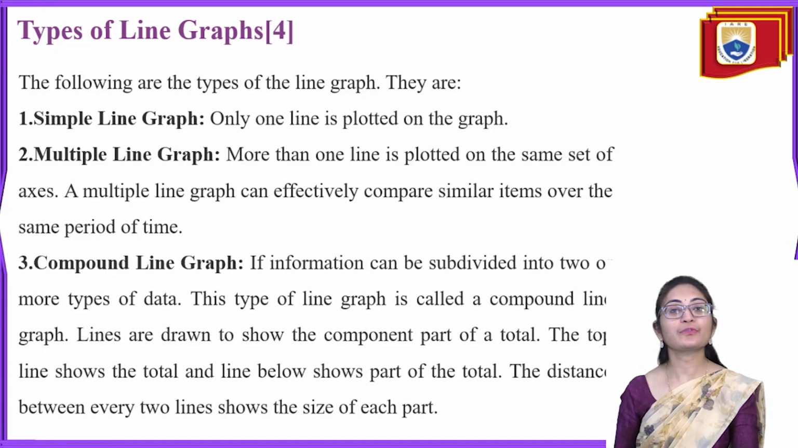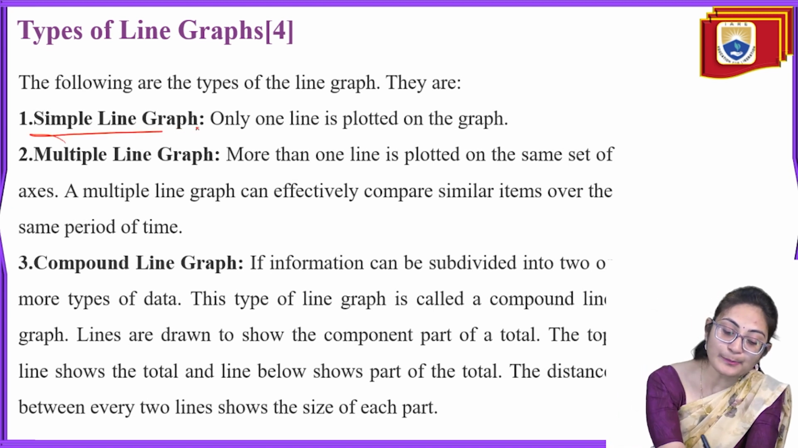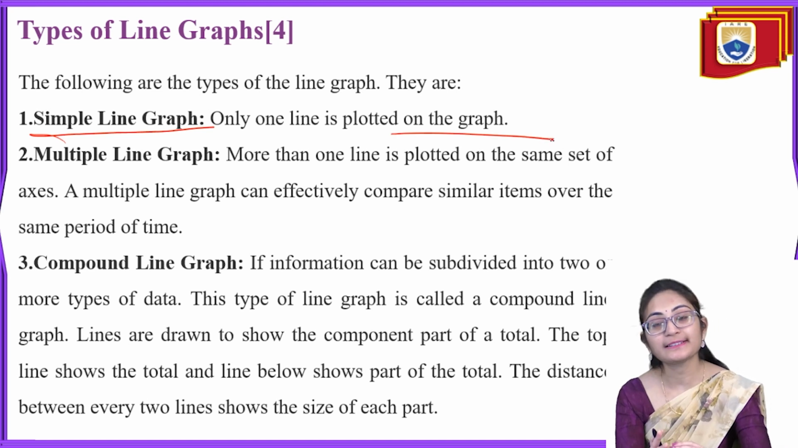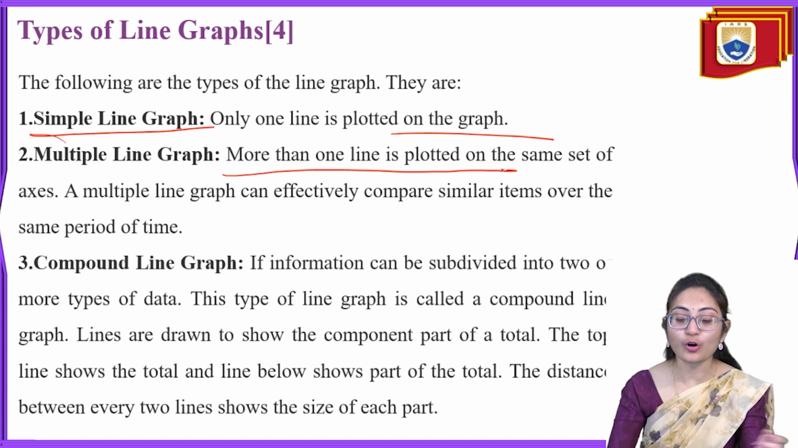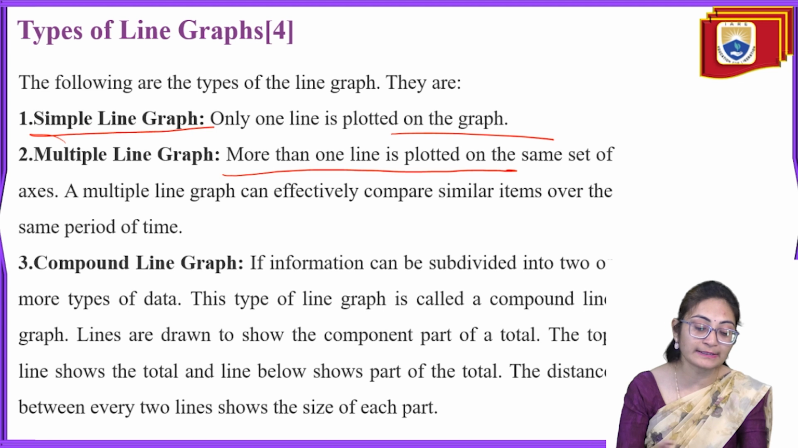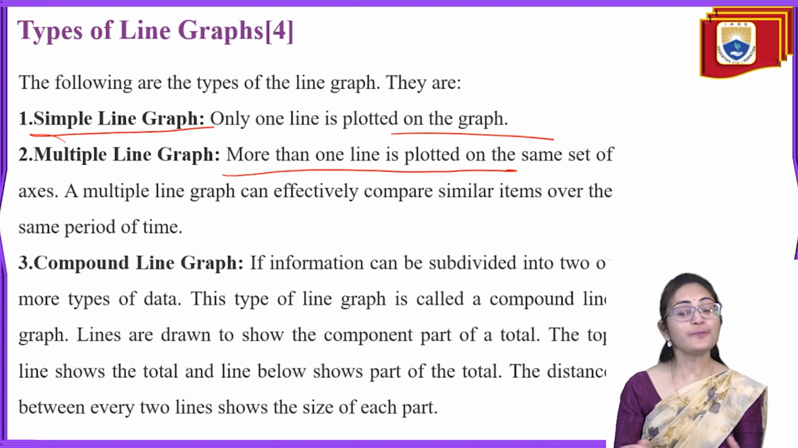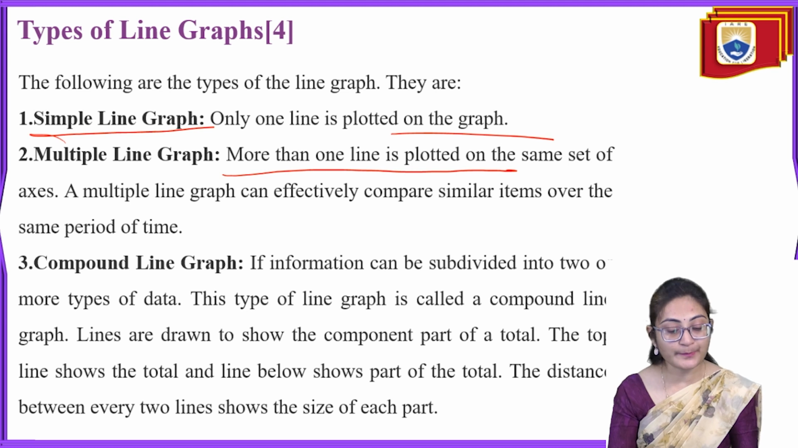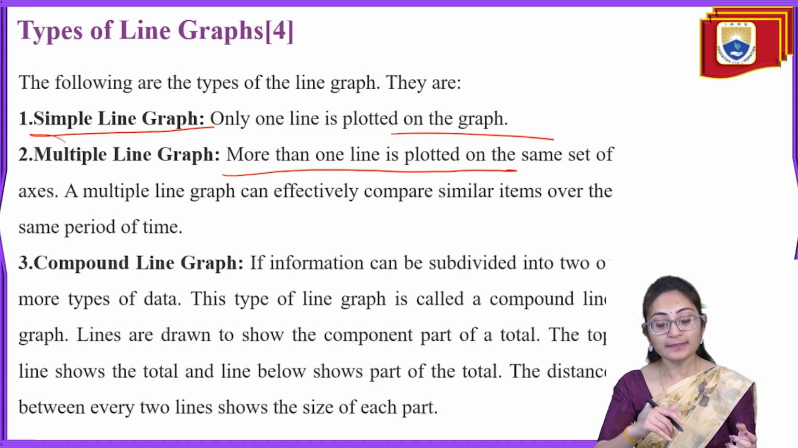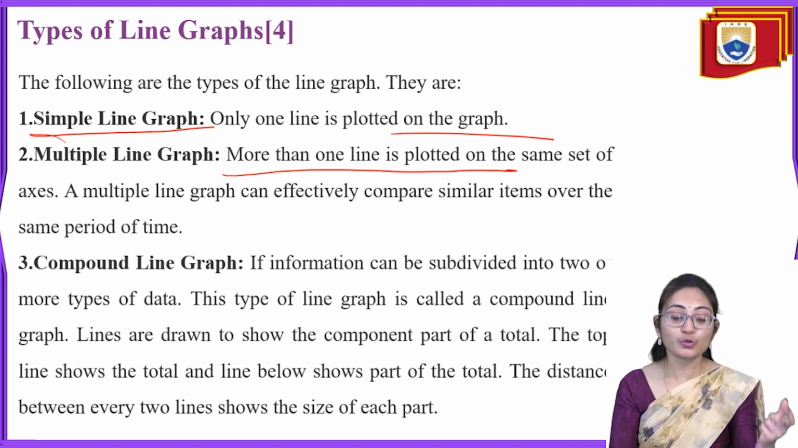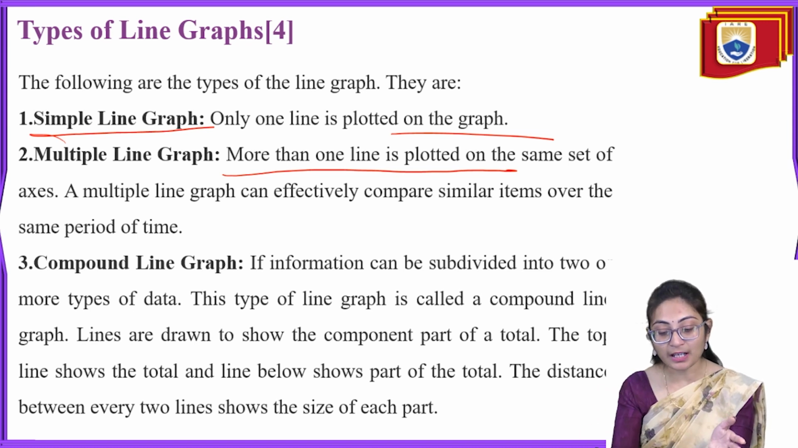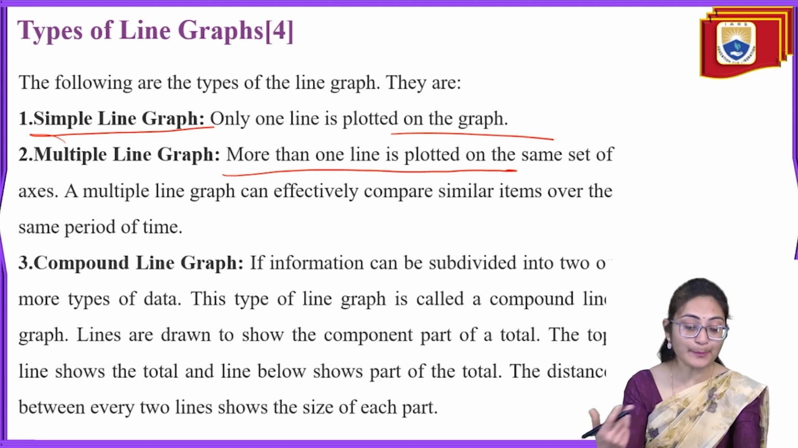So there are different types of graph. The first type is the simple line graph. Only one line is plotted on the graph. Then the multiple line graph. More than one line is plotted on the same set of axes. A multiple line graph can effectively compare similar items over the same period of time. So if you are using a simple line, then it's okay, there is no problem. But when you are using multiple lines, sometimes we can get confused, but if you are using a limited number of lines, then we can compare the data of similar items over the same period of time.